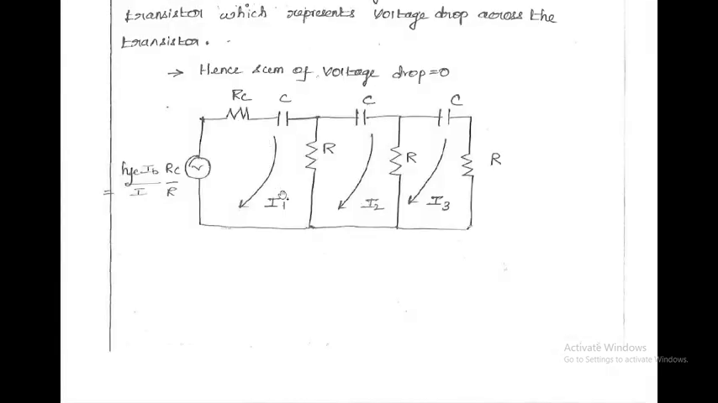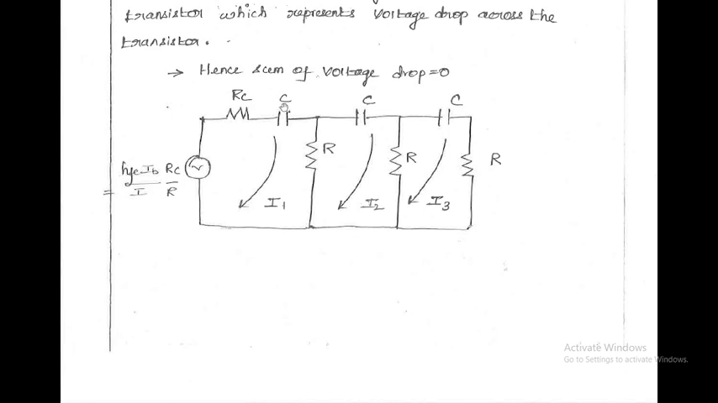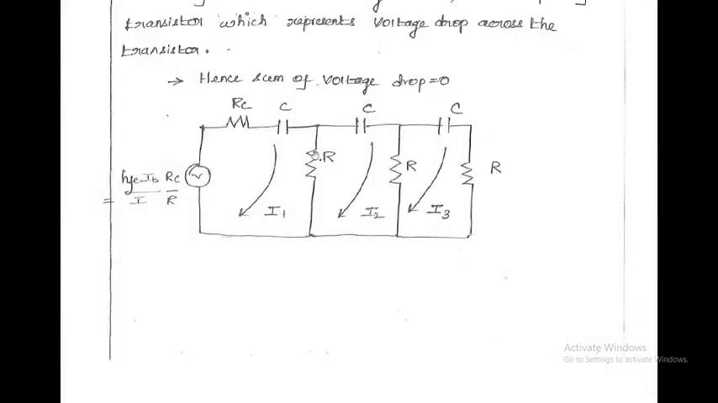and plus I1 into RC, and plus I1 into this C. So C can be written as 1 by j omega C, and this R is nothing but the resistance R into I1 minus I2, because the two currents I1 and I2 pass through this resistance. That is I1 minus I2 into R equal to 0. So this is the first equation.